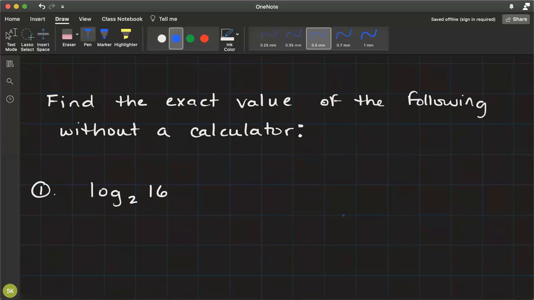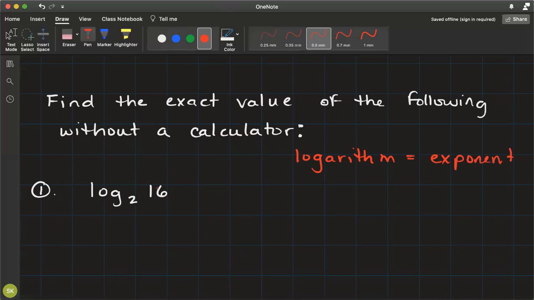Now let's make sure that we understand what a logarithm is. So we're going to find the value of each of the following logarithms without a calculator. So I have log base 2 of 16. So remember what we said that a logarithm is. I'm going to write it in red over here. A logarithm is an exponent.